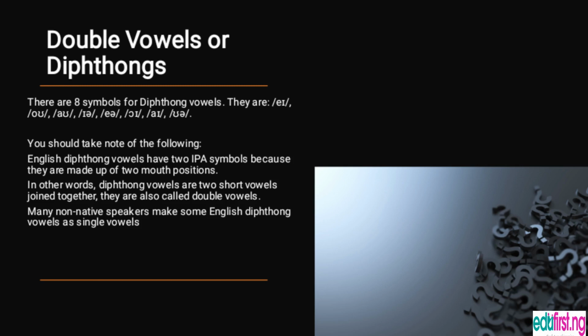2. In other words, diphthong vowels are 2 short vowels joined together. They are also called double vowels. Many non-native speakers make some English diphthong vowels as single vowels. Now let's take a look at examples.